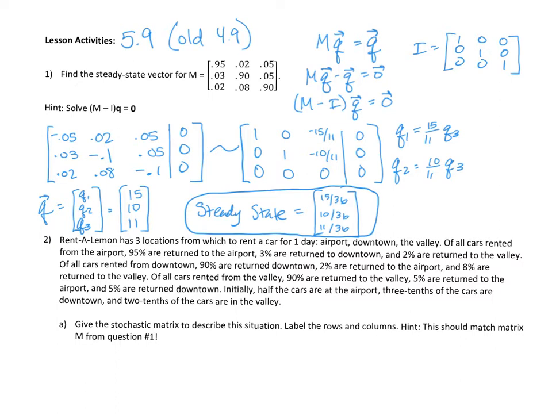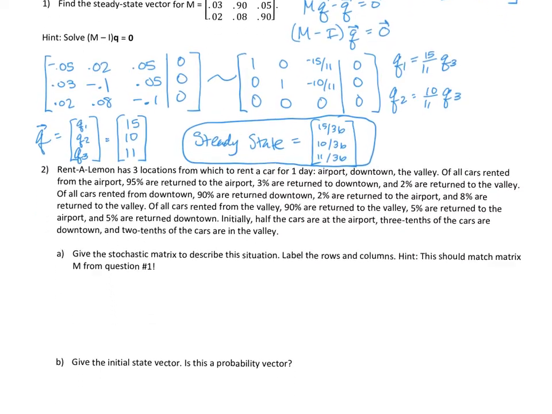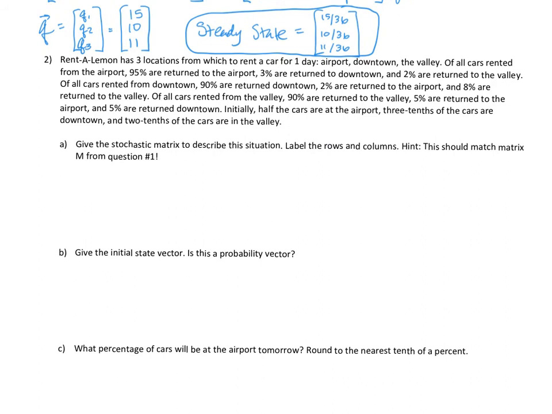Okay, next problem. Rent-A-Lemon has 3 locations from which to rent a car for one day: the airport, downtown, and the valley. Of all cars rented from the airport, 95% are returned to the airport, 3% to downtown, and 2% to the valley. Okay, so we're getting a bunch of information here. We're going to put it into a stochastic matrix, which is the first part of the question. Give a stochastic matrix to describe the situation.